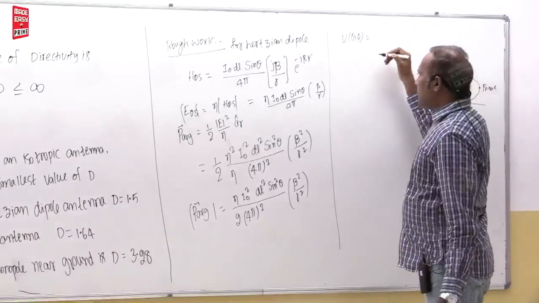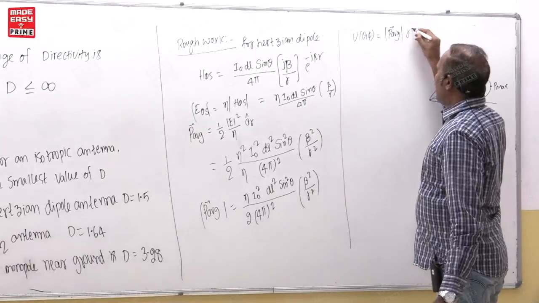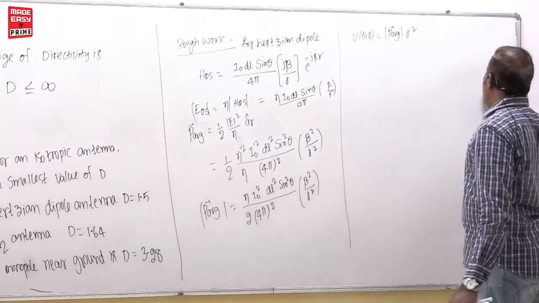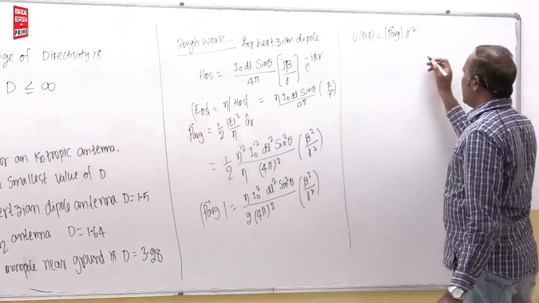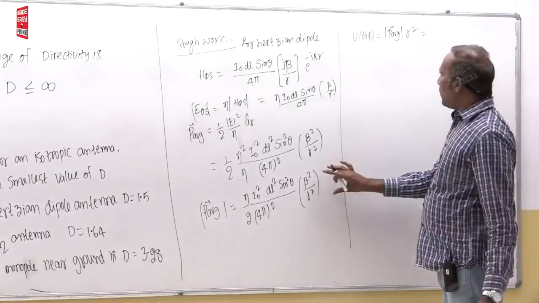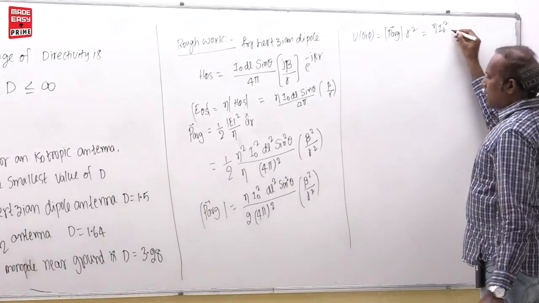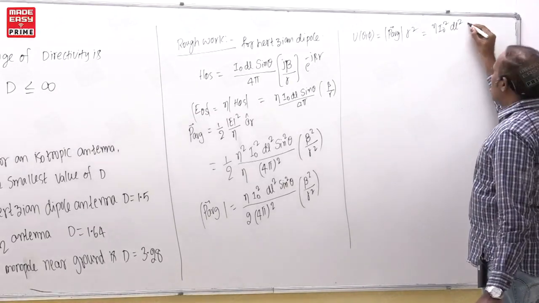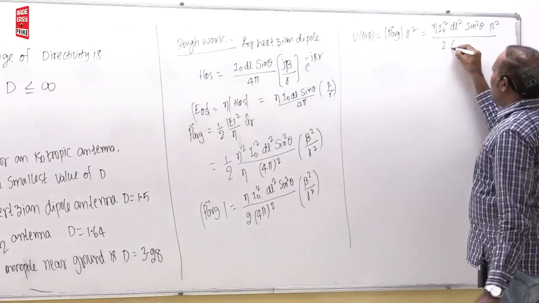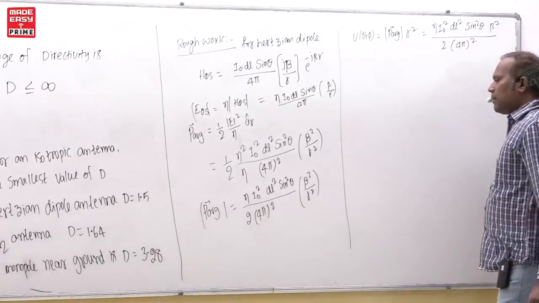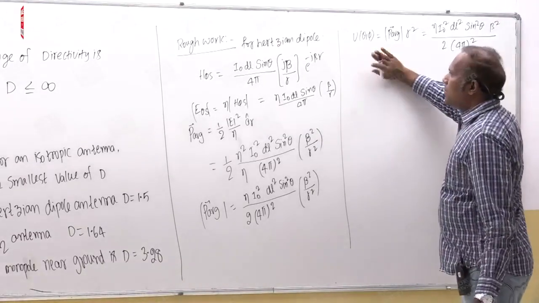Radiation intensity is defined as the modulus of the average Poynting vector multiplied with r square, right? You have to remove r square from this, student. You multiply with r square, which means r square is gone. So eta I naught square dl square sin square theta beta square, 2 times 4 pi whole square. That much only. So this is the formula of radiation intensity for the Hertzian dipole antenna.